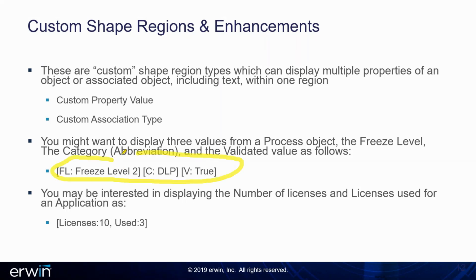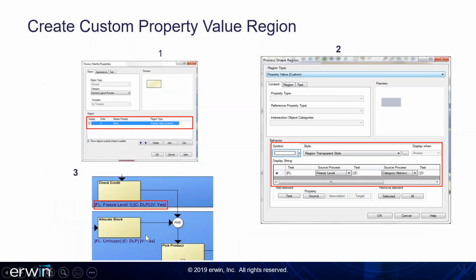And this is a string. So this shows the freeze level is freeze level 2. The category is derived logical process, and validated is true. So this is helpful in those situations where you have multiple things you wish to display, and you'll just put them on the diagram in one lane as opposed to taking up lots of space on the shape. And maybe you wish to display the number of licenses and licenses used for an application. So here I had 10, I'm using 3. A little bit of information.